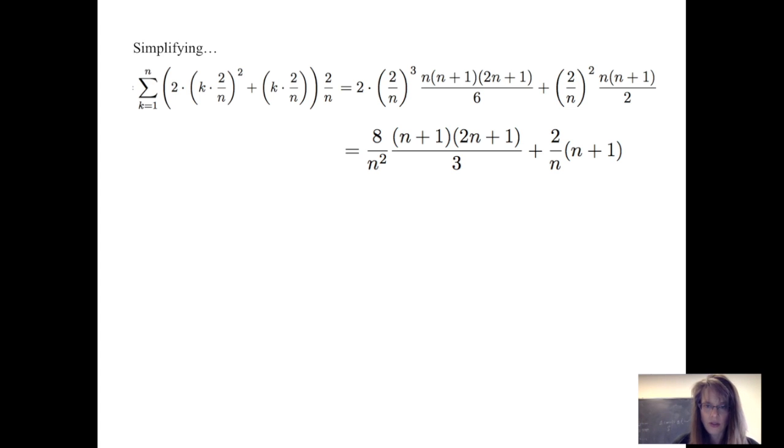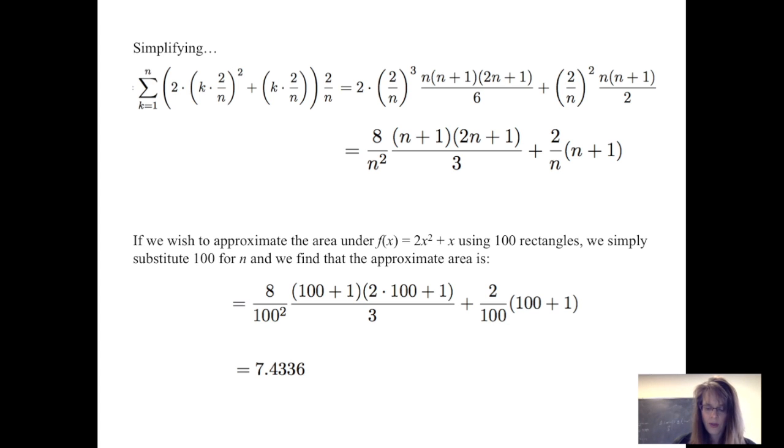So again, this is just the expression for the sum of the areas of n rectangles used to approximate the area of the region bounded by f of x equals 2x squared plus x on the interval from 0 to 2. So if I wanted to say, well, what would the approximate area be if I used 100 rectangles? Well, I plug in 100 for n, and I get 7.4336.